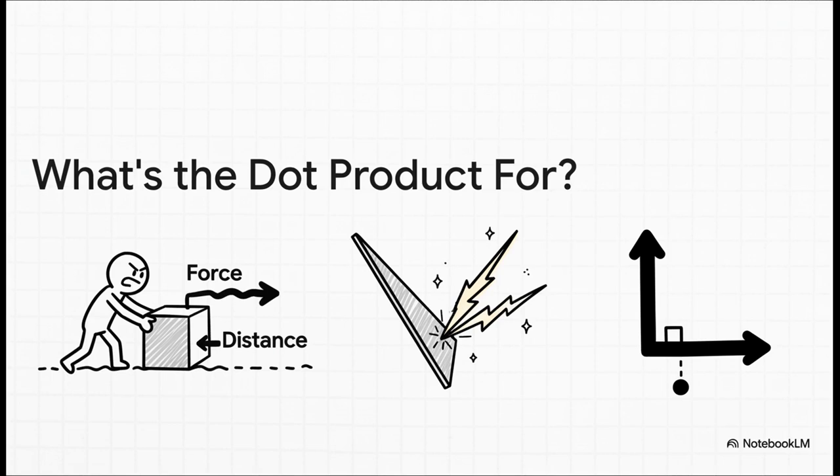In physics, it tells us how much work is actually being done by measuring the force that's applied in the direction of motion. And in computer graphics, it answers how bright should this surface be lit by measuring how aligned a light ray is with that surface.